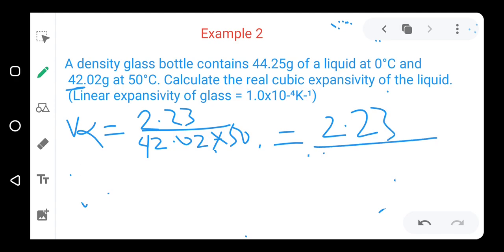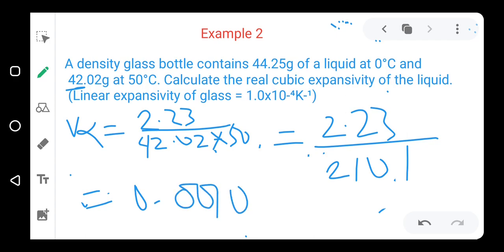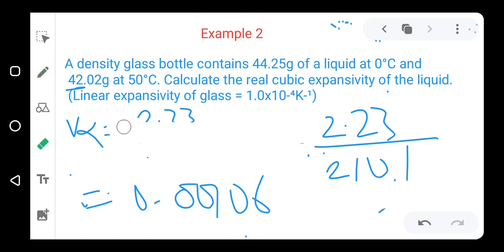And so we have that this is equal to 2.23 over 50 times 42.02, which is 2101. Now this gives us that the apparent cubic expansivity is equal to 0.00106. Now this is not our answer. We are looking for the real cubic expansivity of the liquid.